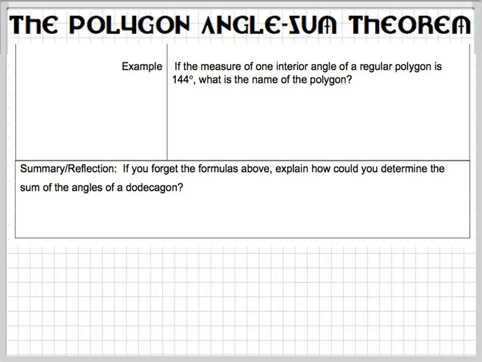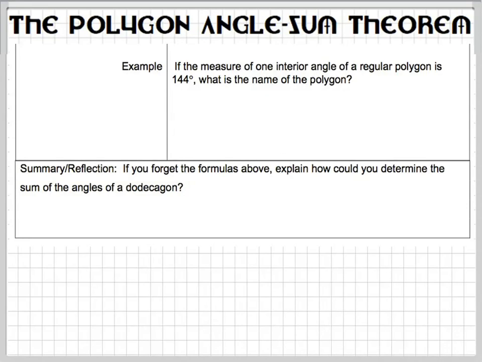Okay, so here's the one example for the polygon angle sum theorem notes. It says if the measure of one interior angle of a regular polygon is 144 degrees, what is the name of that polygon? I'm going to figure this out with you guys, but by guess and check.